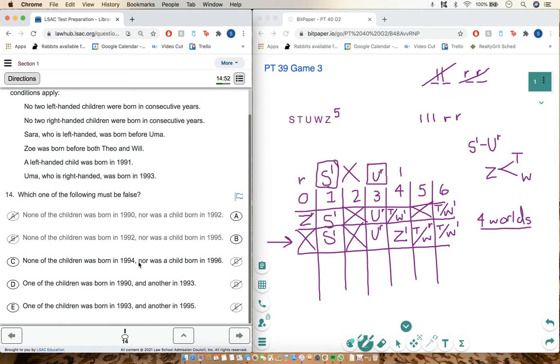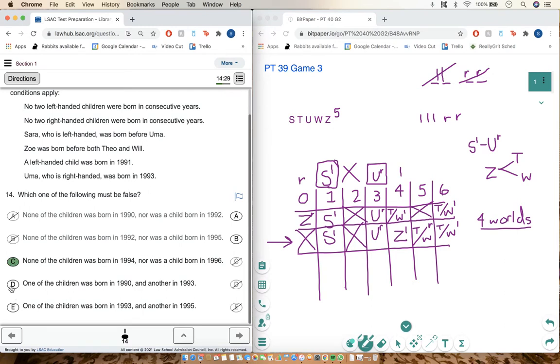None of the children was born in 1994 nor 1996. Okay, that never happens, right? There is no situation in which someone is not born in 94 and 96. Both of our examples have someone in 94 and someone in 96, right? So that is a must be false thing. We can't have that happen.